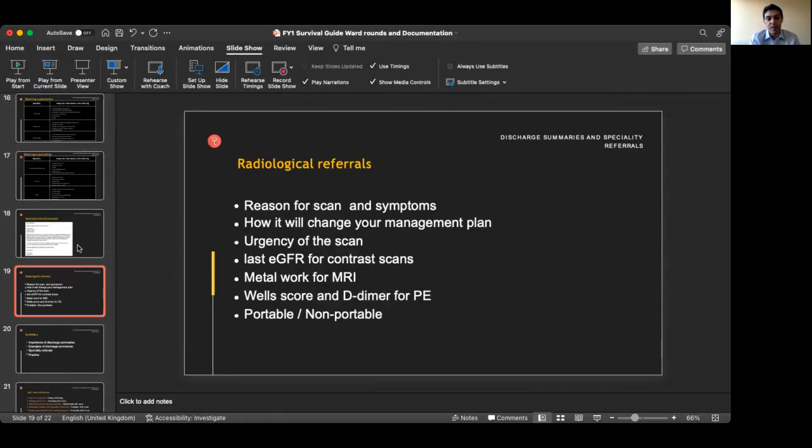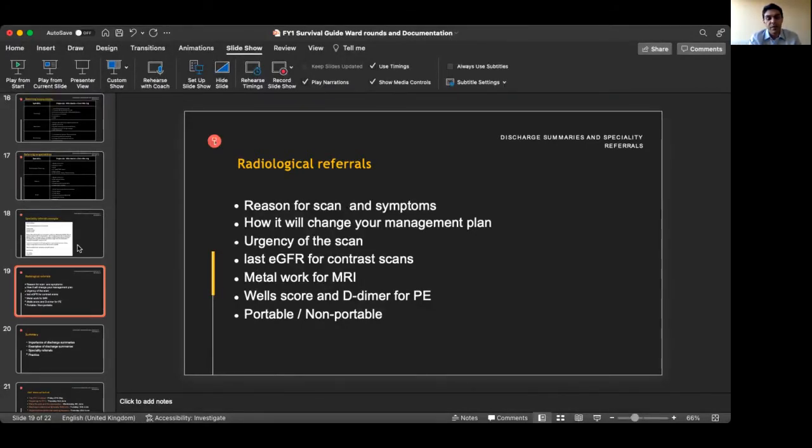If you are requesting scans which involve contrast or dyes, it's important to know the patient's last eGFR, because these contrasts and dyes can be detrimental to the patient's kidneys. And if requesting an MRI, check whether this patient has any metalwork in place, as that will be a contraindication for an MRI.